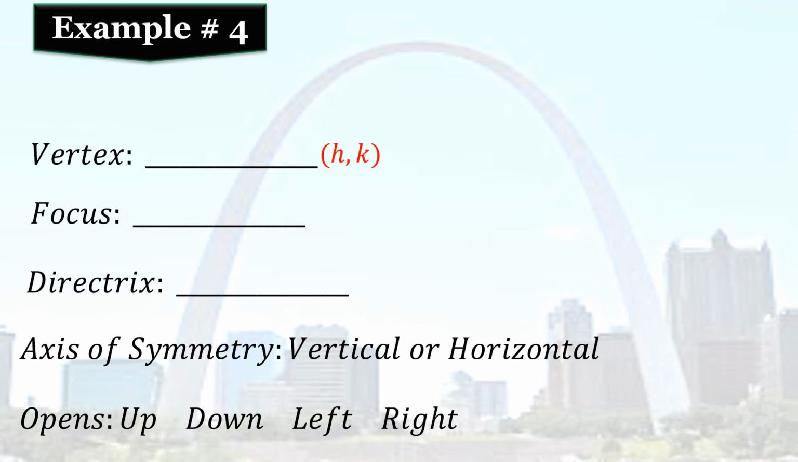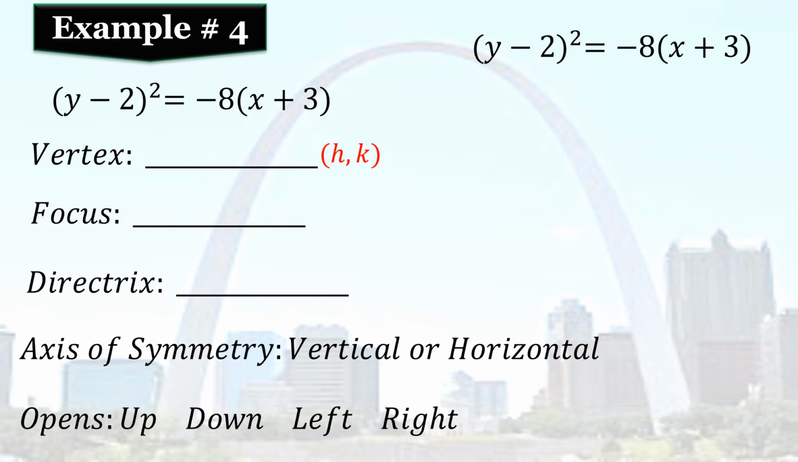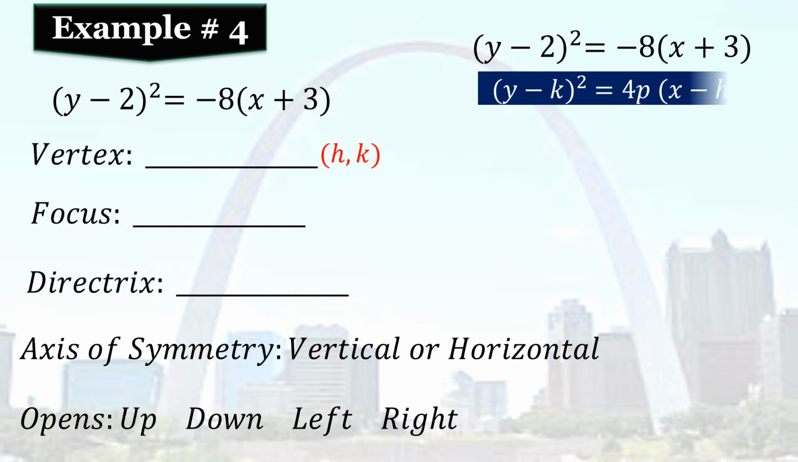So let us have the last example. y minus 2 squared equals negative 8 times x plus 3. In here, no need to convert. We just need to follow the format y minus k squared equals 4p times x minus h. So in here, we are going to equate 4p to negative 8. And then dividing both sides by 4, p equals negative 2.